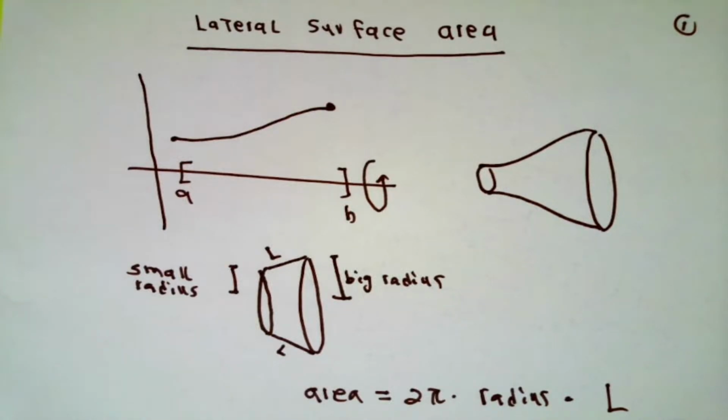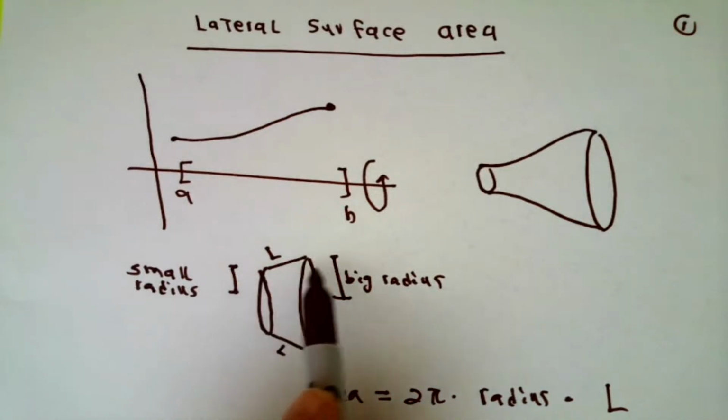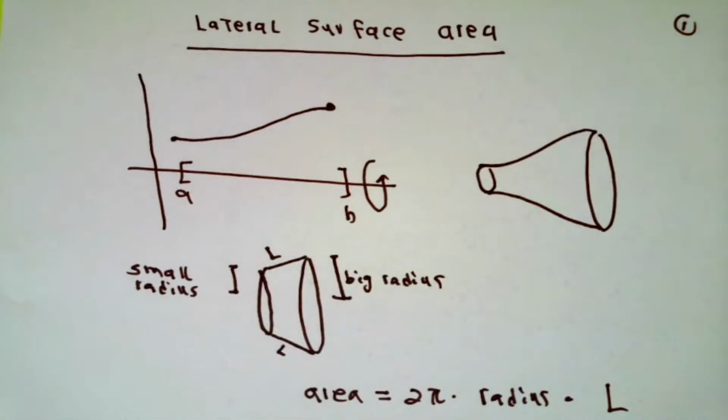So not the horizontal distance or the vertical distance, but what they call the slant distance, the distance along this path. In geometry, it's shown that the area of such a thing is 2 pi times the radius times the length along the path. And by radius, I mean some number that's between the big radius and the small radius. We could state exactly what that number is, but as it turns out, it isn't going to be important to us.